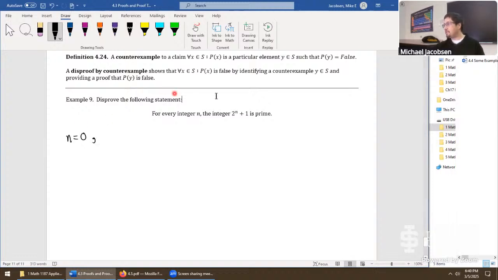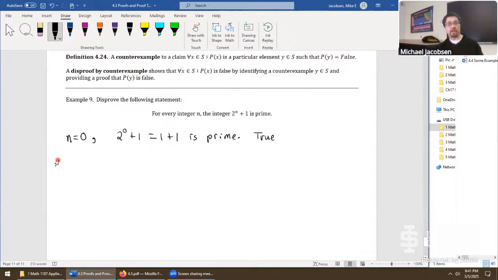This whole statement is the predicate, 2 to the n plus 1 is prime, but it would become 2 to the power of 0 plus 1, 1 plus 1 is prime. And it's true. So that means we don't have a counterexample, but it really is false. It doesn't work for every integer n. We just have to find the integer where it fails.